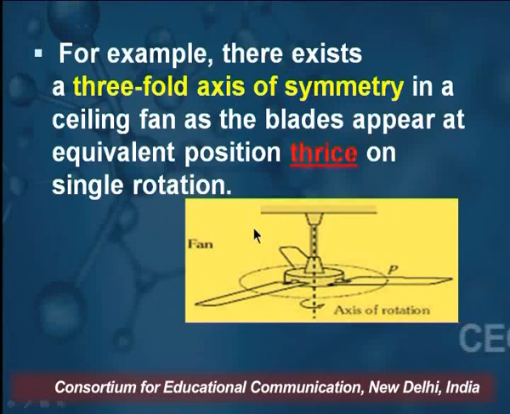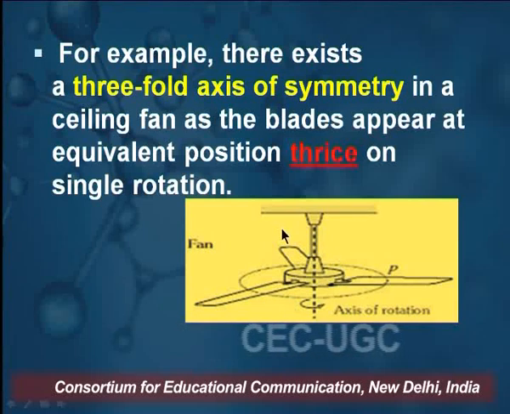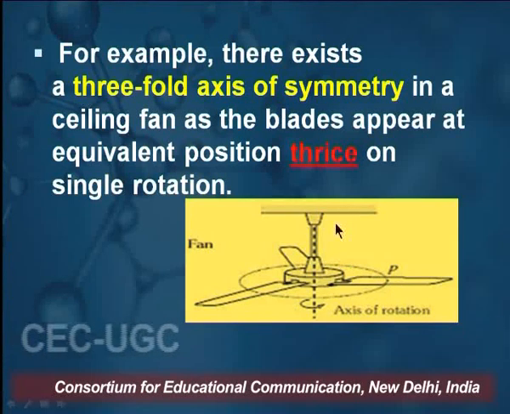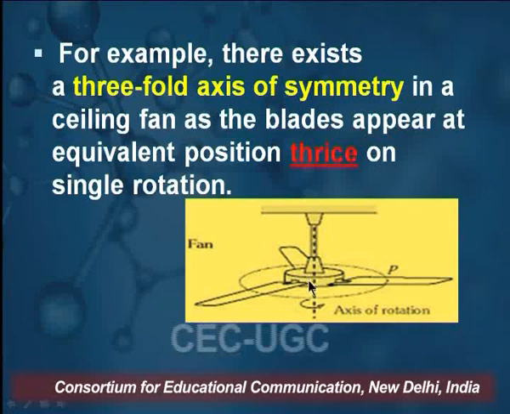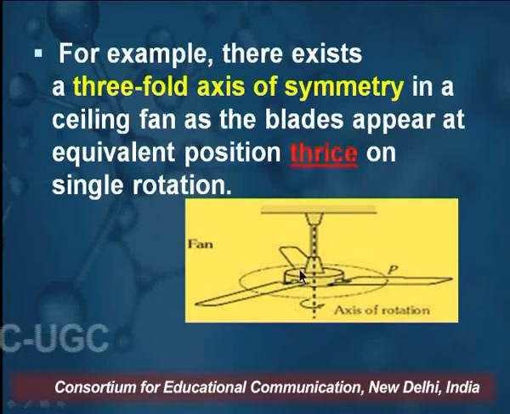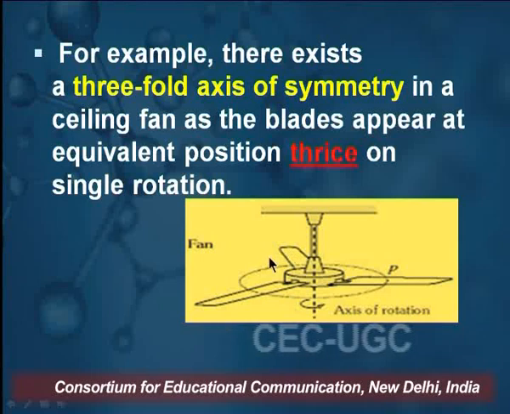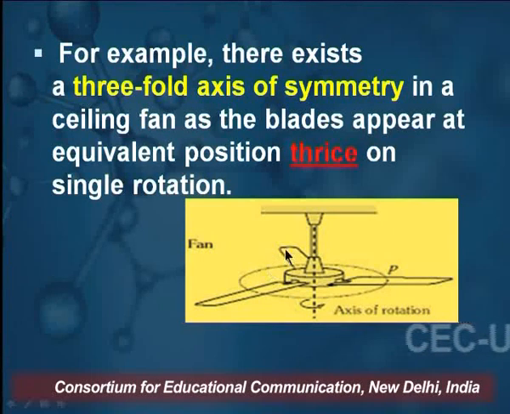Now here again you can visualize, I have taken an example of a ceiling fan, and here again I have demonstrated that it has a threefold axis of symmetry. That is, we can imagine that supposing I say this was a molecule of BF3. So this is boron, this is 1 F, this is 1 F, this is 1 F. This has a planar structure and the bond angle here is 120 degrees.